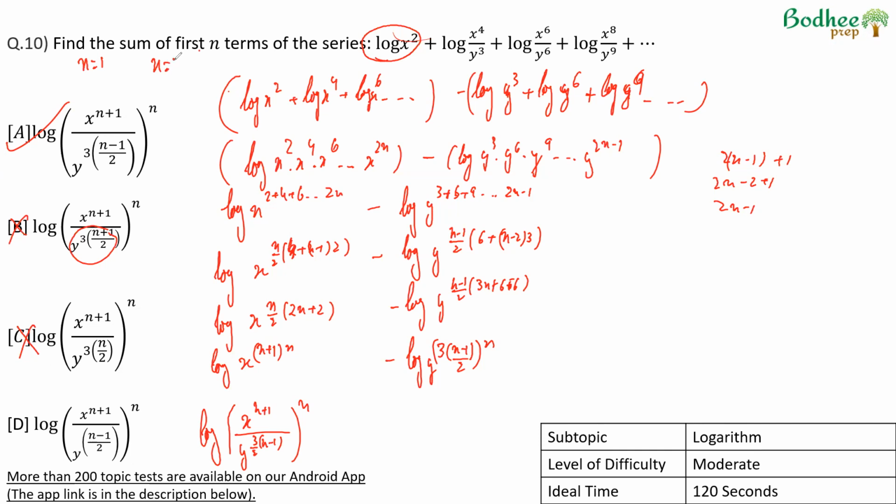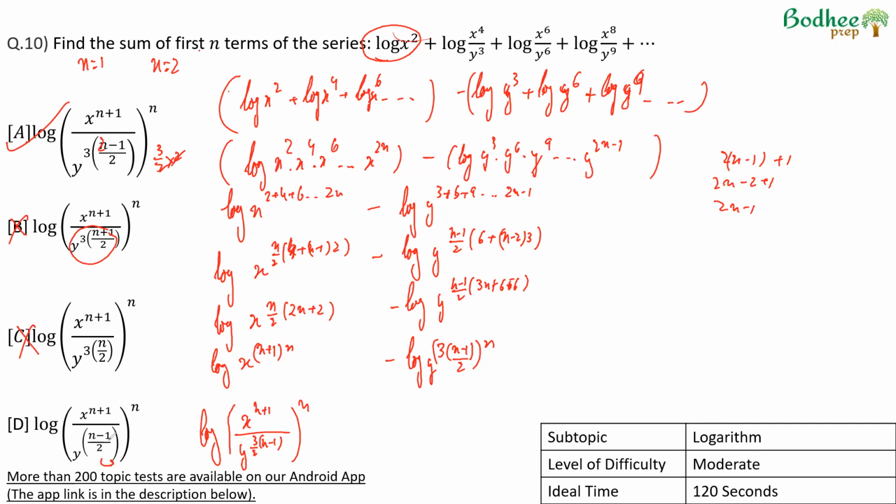Then put n is equal to 2. Power of x has to be 2 plus 4, 6. So 2 plus 3 into 2 is 6. Power of y has to be y cube. 2 minus 1 is 1 upon 2, 3 by 2 to the power 2. Cancel, we get 3. So A satisfies n is equal to 2 as well.